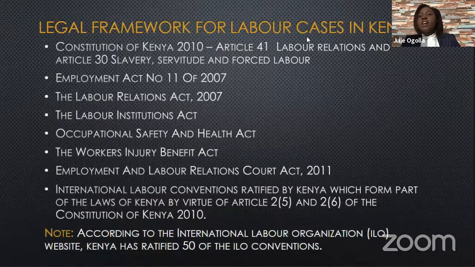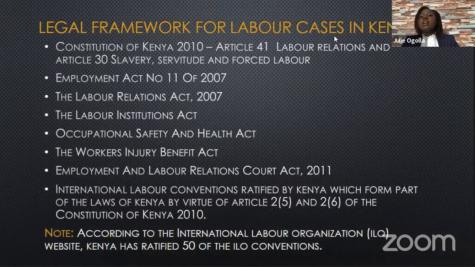Article 41 talks about labor relations. It generally provides for the rights of the employee, what an employer should provide generally. And also Article 30 talks about freedom from slavery, servitude, and forced labor. Forced labor, of course, is a sensitive topic. Anyone can give an interpretation on what amounts to forced labor, but we see the Constitution of Kenya expressly prohibits forced labor.